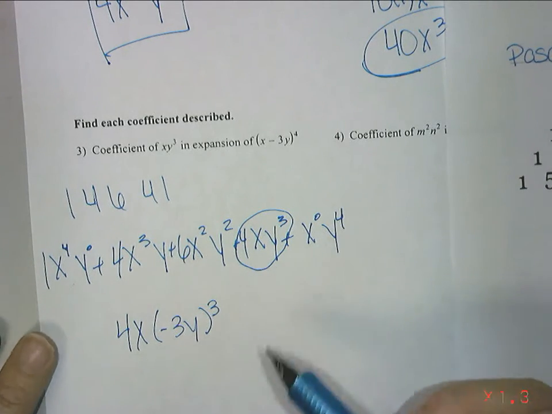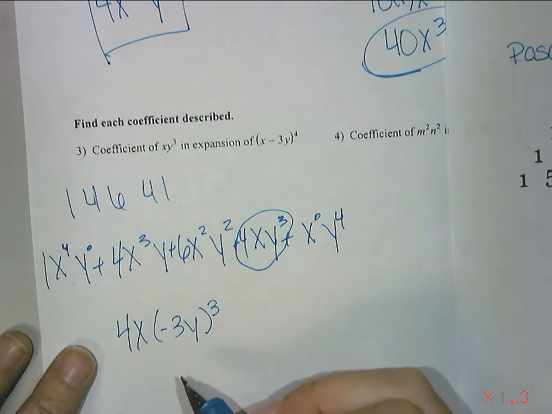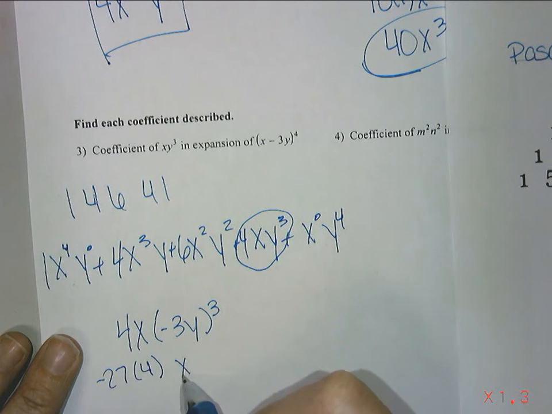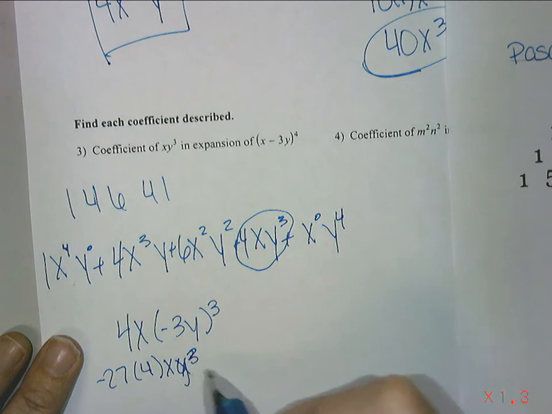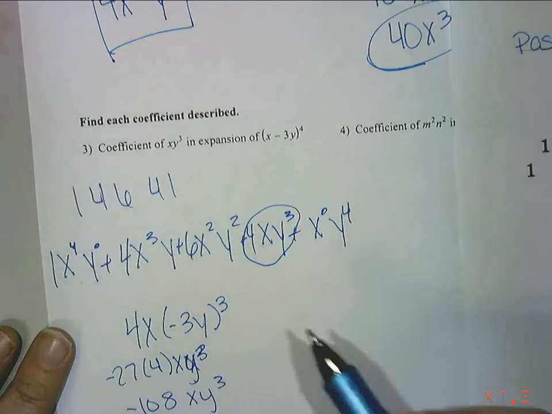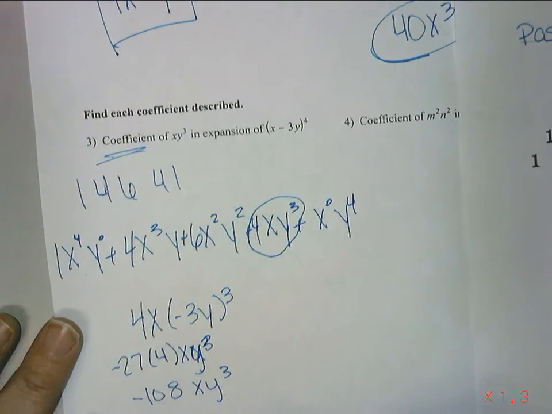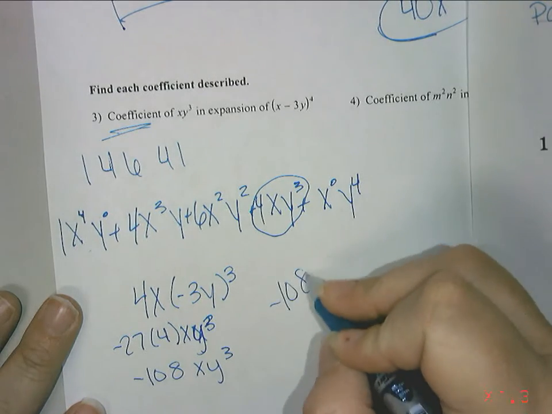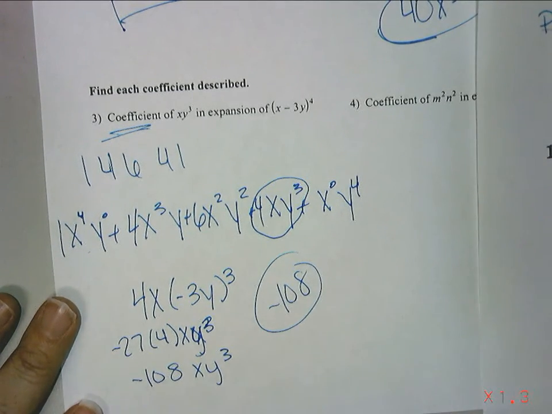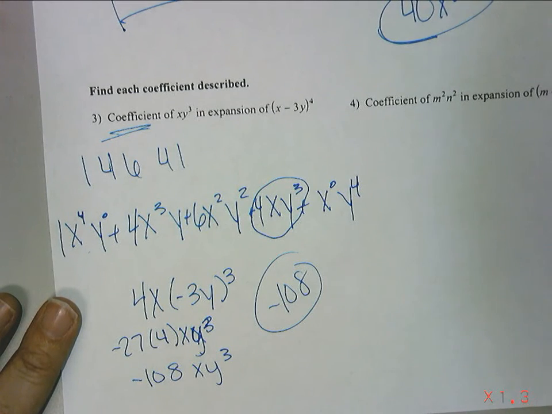So we're plugging it in. So the negative 3 cubed is negative 27, and that's times 4. And then we have x with a y cubed. Sorry, that's a y cubed. So that's going to be negative 108 xy cubed, but it asks for the coefficient. So all we really care about is that number. So then the answer is negative 108. Okay, so for this one, we just had to multiply it all out.